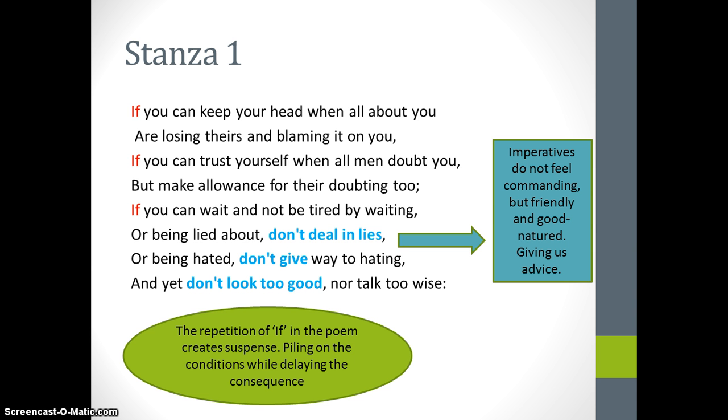Also, what I highlighted for you in blue is the imperatives. Remember, imperatives are command words. What is quite interesting is that these particular imperatives do not feel commanding, but they are quite friendly and good-natured. We can see that the poet is giving us advice rather than telling us what to do.